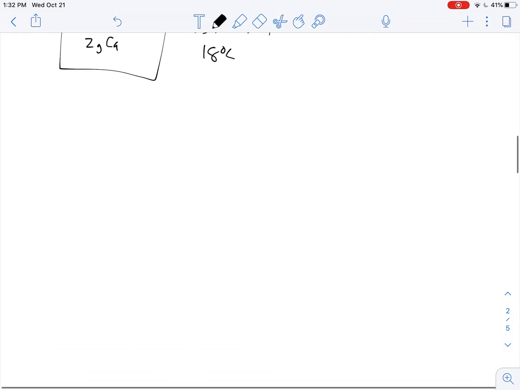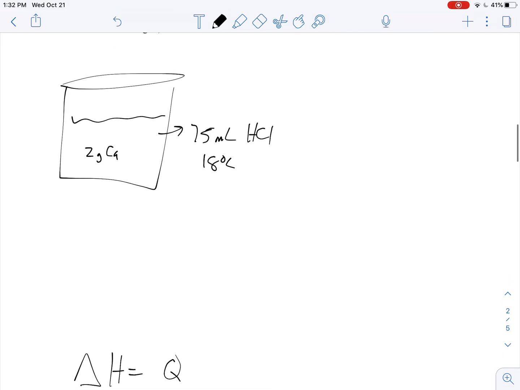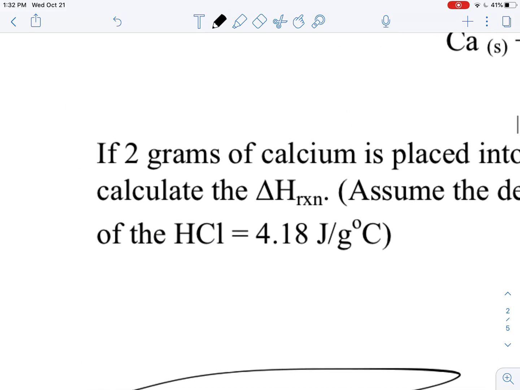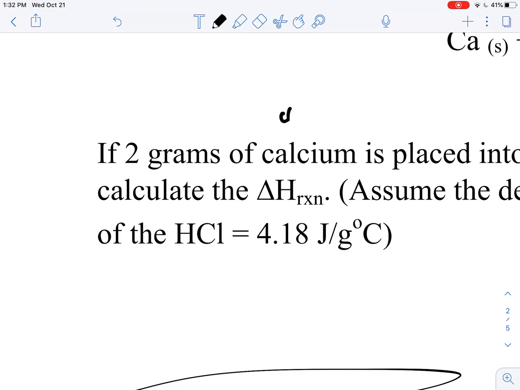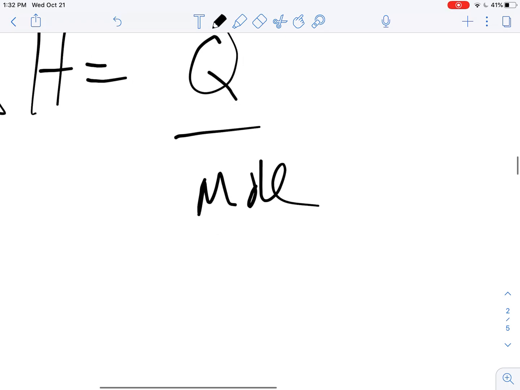So once again, we know that delta H is equal to the Q per mole. So let's go ahead and take care of the moles right away. I was given 2 grams of calcium, and since calcium weighs 40.1 grams per mole, that 2 grams is really 0.0499 moles. So I'm just going to put that in. This is 0.0499 moles down here.